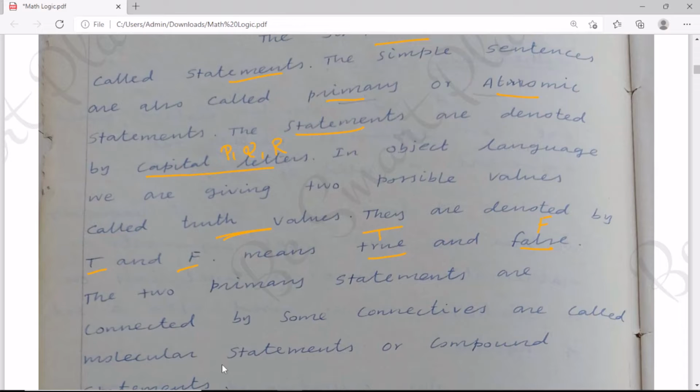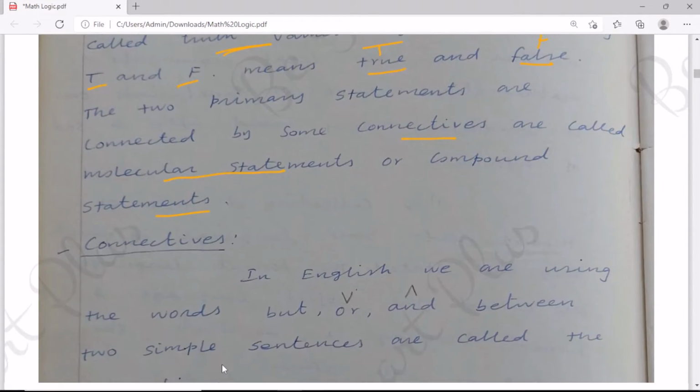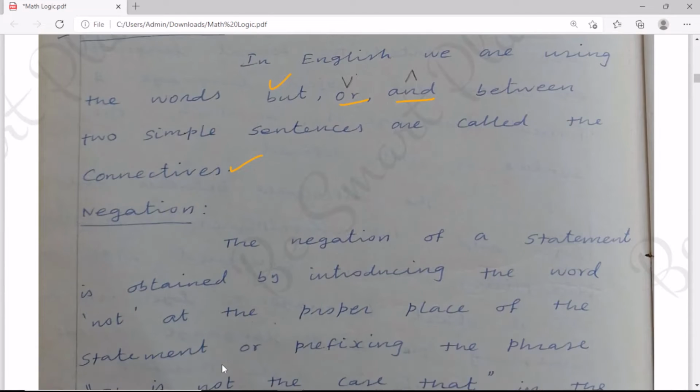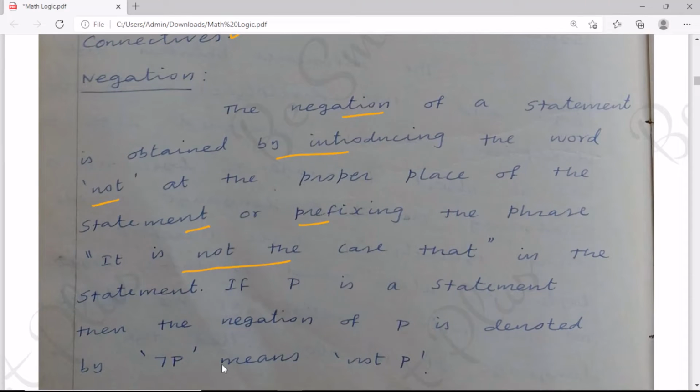So, two primary statements connected by some connectives are called molecular statements or compound statements. Now, let me see what connectives are. In English, the words but, or, and between two simple sentences are called connectives. Negation: the negation of a statement is obtained by introducing the word not at the proper place in the statement, or prefixing the phrase, it is not the case that, to this statement.